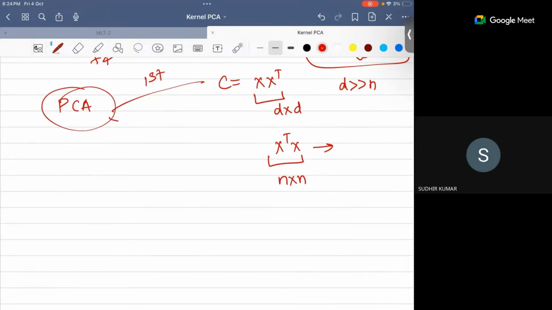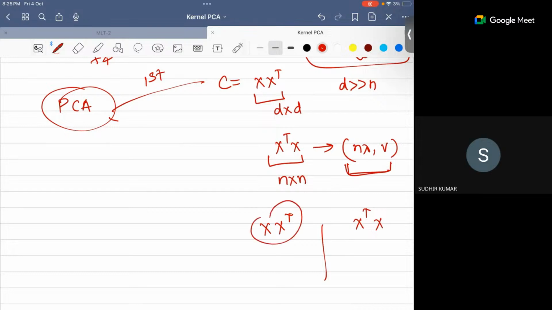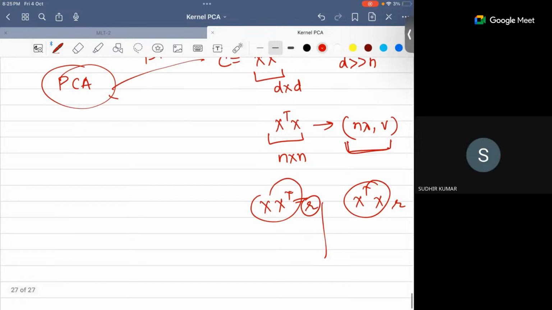For x transpose x, let's say I was having the eigenvalue n lambda and v as the eigenvector. So I thought, if I have the eigenvector for this case, and I know from linear algebra that x x transpose and x transpose x both will have the same rank. If the rank of this matrix is R, then this matrix also will have rank R. Similarly, the rank of the matrix X will also be R. And if the rank is R, you'll have R non-zero eigenvalues. So similarly this matrix also will have the same case. So that concept I used.